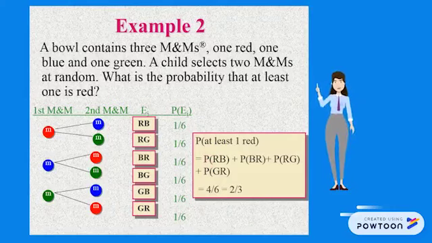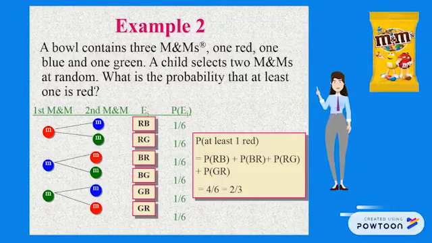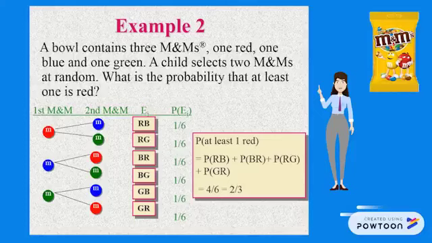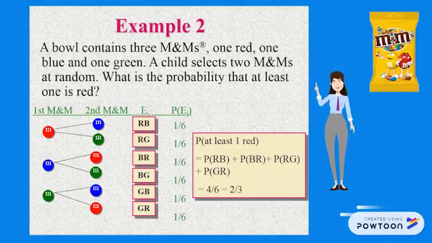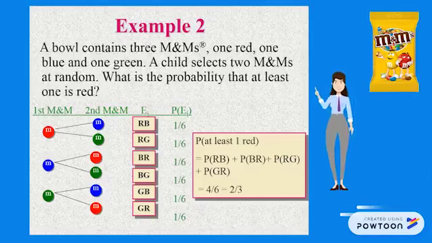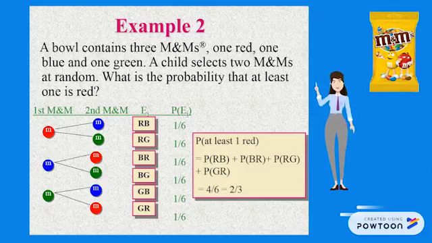Example 2. A bowl contains 3 M&Ms: 1 red, 1 blue and 1 green. A child selects 2 M&Ms at random. What is the probability that at least one is red? Let's review. There are 6 possibilities when we randomly select 2 M&Ms out of 3. The total of reds will give us the probability of selecting a red M&M.